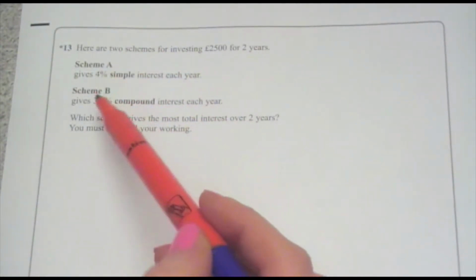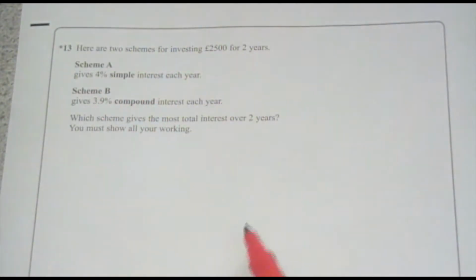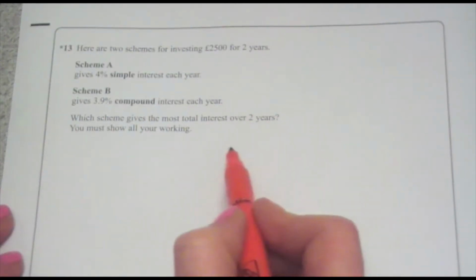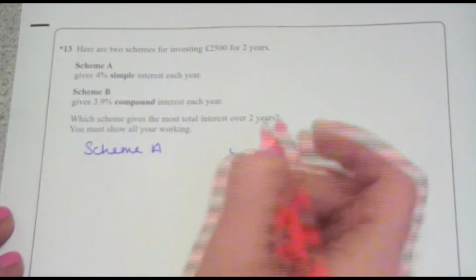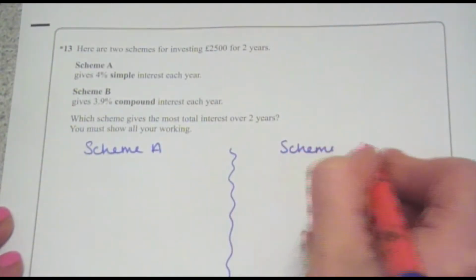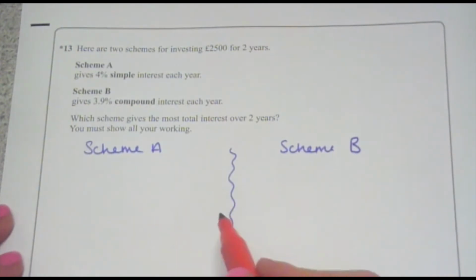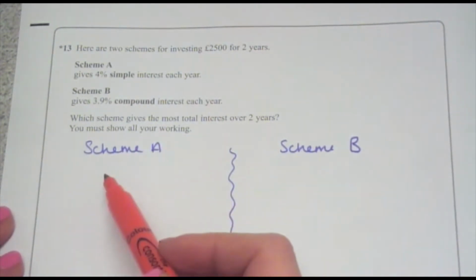So again, if we're dealing with 2 different things that we're trying to compare, I'm going to divide my page into 2. So I can do all my calculation for scheme A on the left and all my calculation for scheme B on the right, and then I can easily compare the 2. I'm going to start with scheme A first.